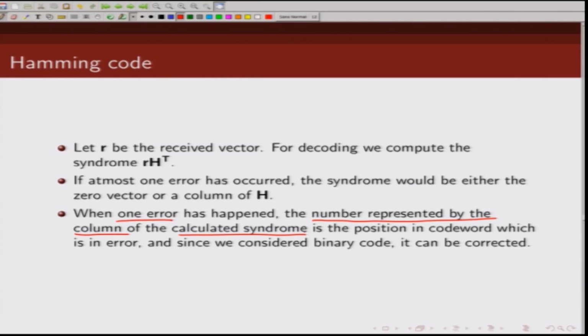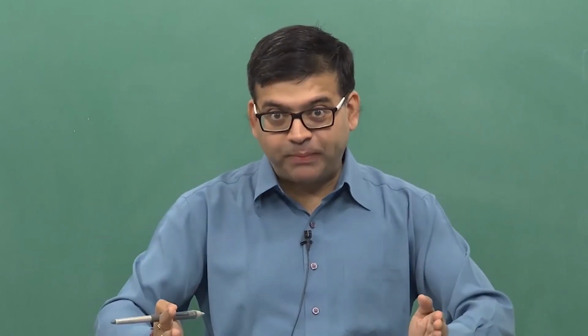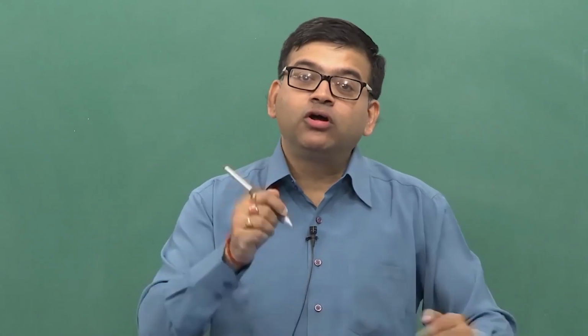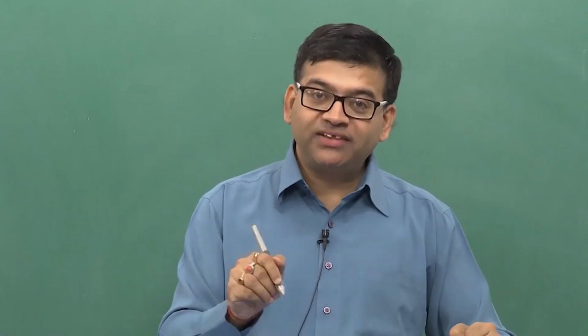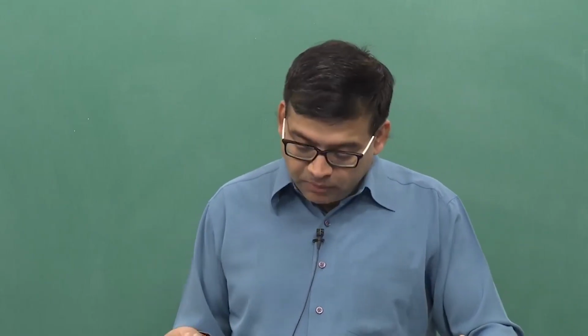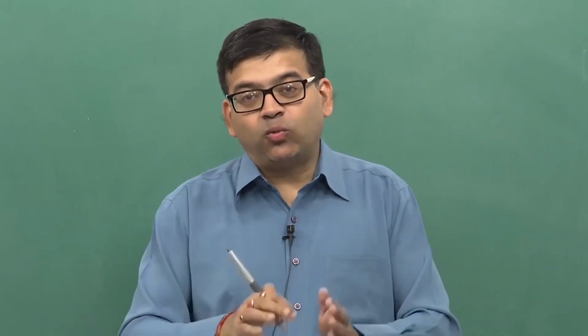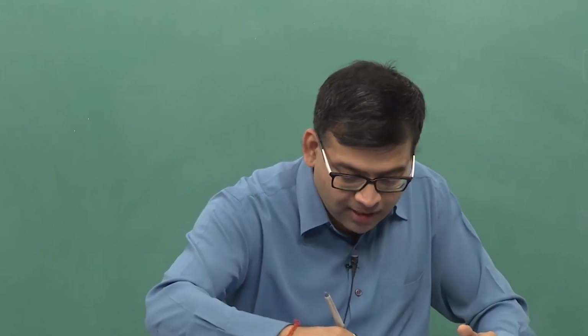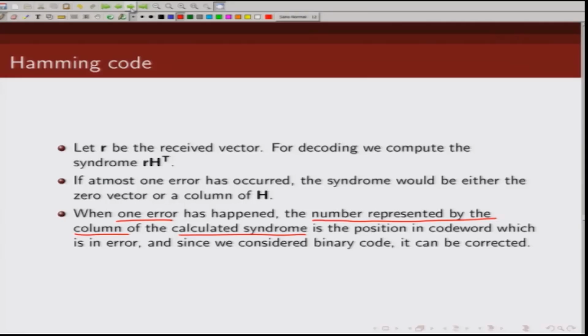So, see, it is so nice. By looking at the syndrome and comparing it with the columns of the parity check matrix, our reordered parity check matrix, we can find out the location where the error has happened. And since for a binary code, if we can locate the error, the bit can be either 0 or 1. So, whatever the bit is, we just flip that bit and get our corrected code word.